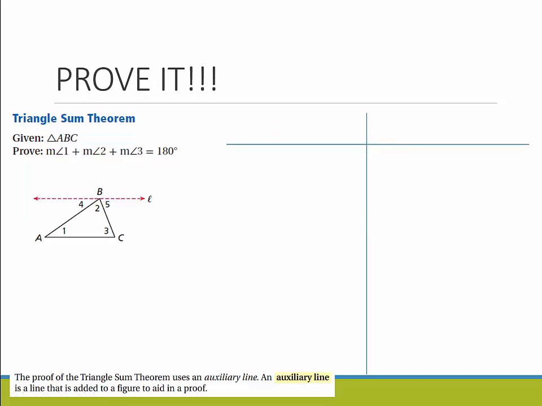So we're given this triangle ABC, and our job is to prove that the measure of angle 1 plus 2 plus 3 gives us 180 degrees. Now the proof of this triangle sum theorem is going to use something called an auxiliary line. An auxiliary line is just a line added to a figure to aid in a proof. So we are going to do our two-column proof with our statements and our reasons.